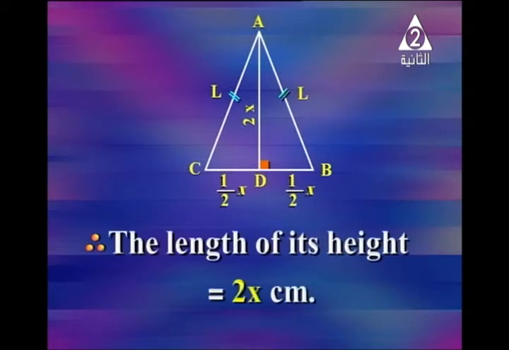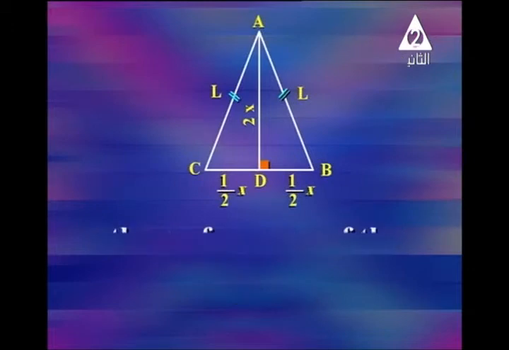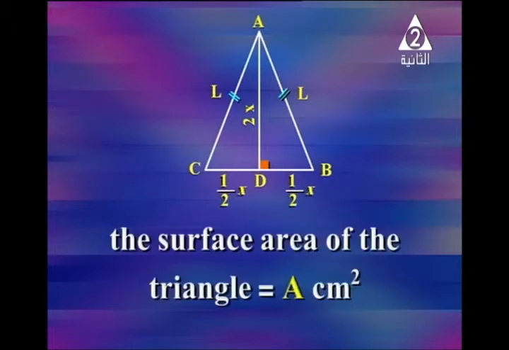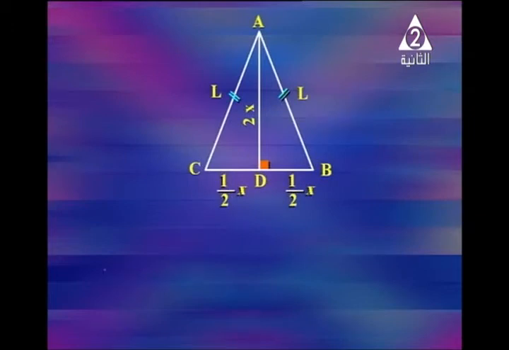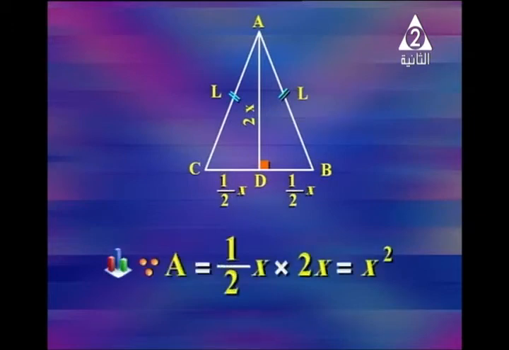Therefore, the length of its height is 2x. Surface area of the triangle equals A, its unit is square centimeters, and the length of the side equals L. Then what is the area? Equal half base times height. What is the base? x. What is the height? 2x.